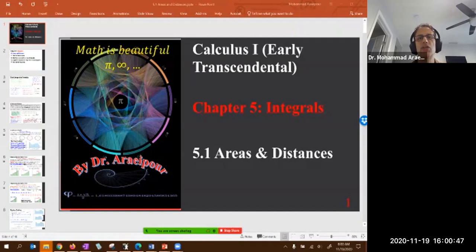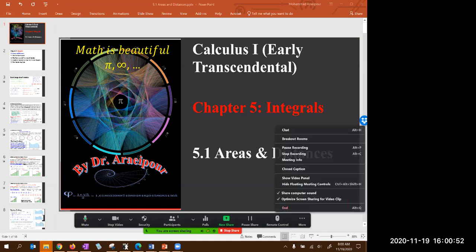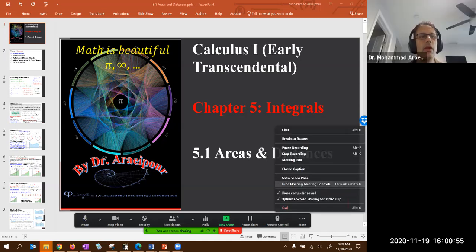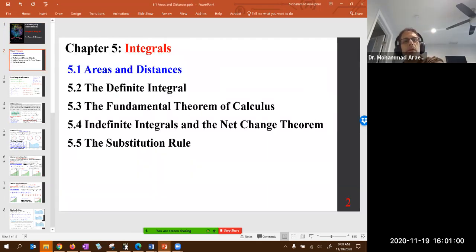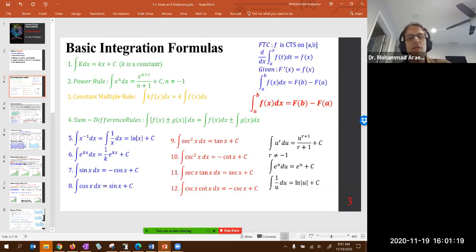Good morning, class. We are looking at chapter 5, integrals, 5.1, areas and distances. What we are going to cover in this chapter: areas and distances, the definite integral, the fundamental theorem of calculus, indefinite integrals, and the net change theorem. Finally, the substitution rule. That means we should be extremely comfortable with the basics of integration, and the formulas that we have seen many times by now, hopefully we are comfortable with them.